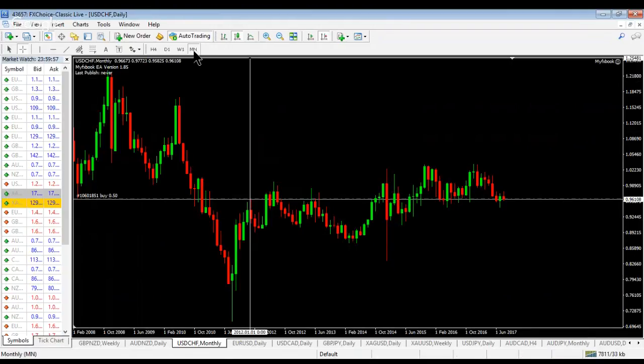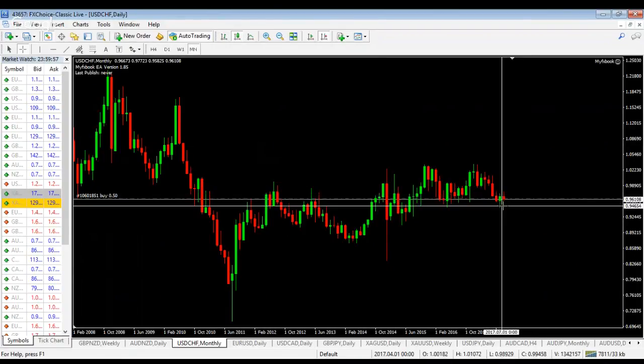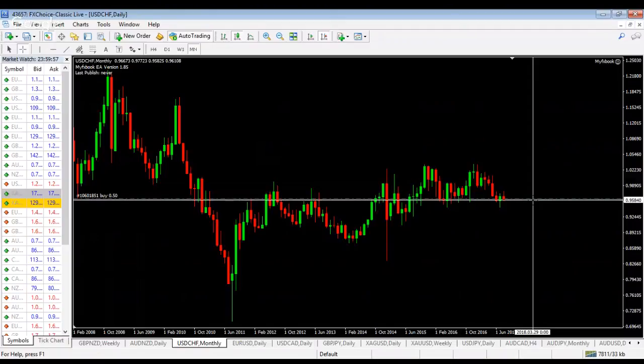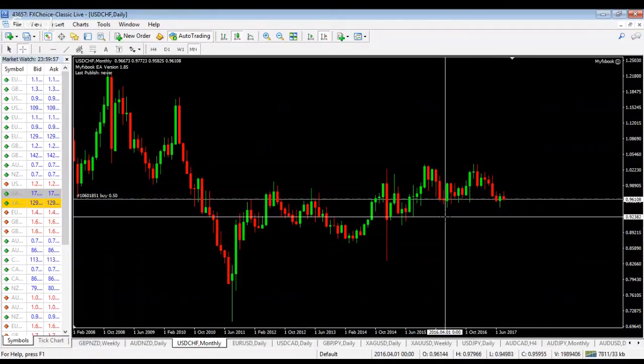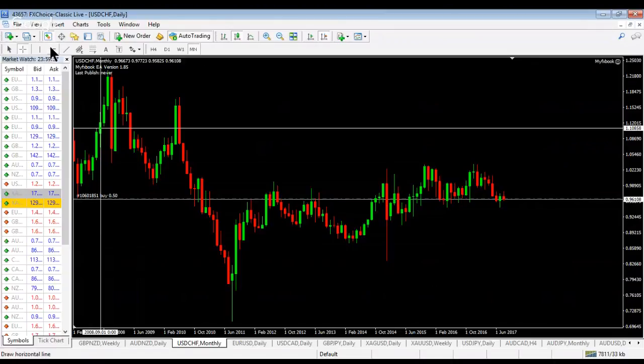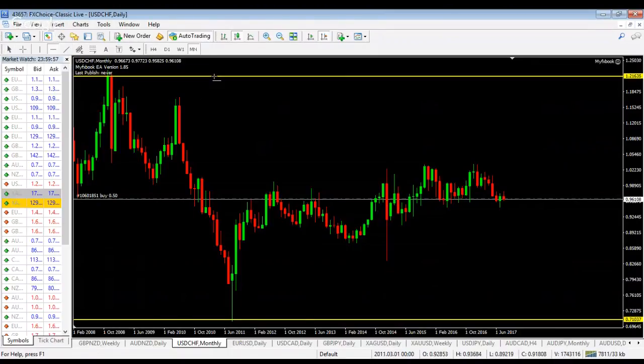So here I'm on the monthly time frame. All right. Now, one of the things that I like to do is I like to zoom in where current price is, and then I like to find lows of that time frame, right? So a low would be down here, right? A high would be all the way up here. Okay. So again, this is the monthly time frame.